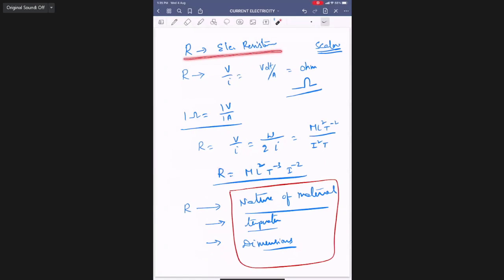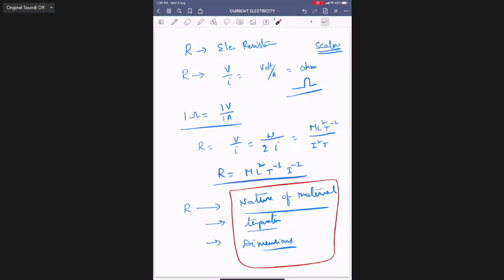This is called electrical resistance. It is a scalar quantity. The unit is volt per ampere, called ohm. This is the symbol for 10 ohms, and 20 ohms like this. So 1 ohm is 1 volt per 1 ampere.